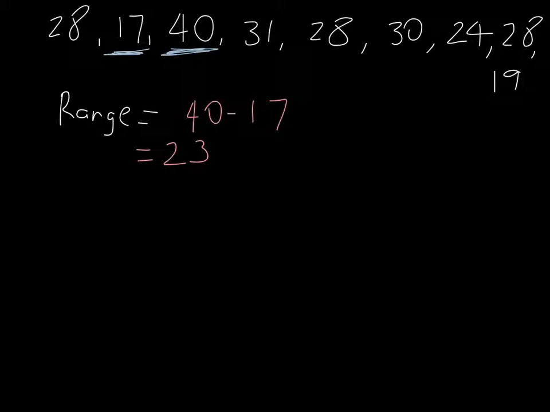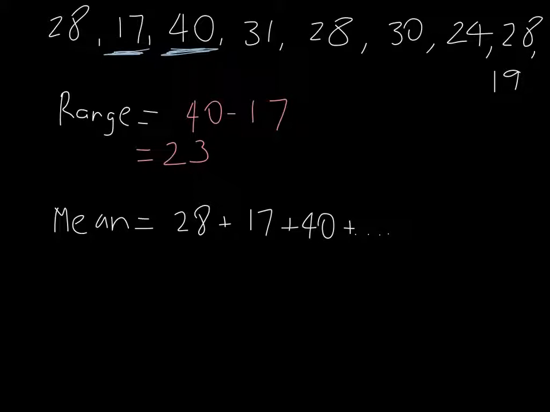What about our mean? Well, our mean, we need to add them all up. So we're going to go 28 plus 17 plus 40 plus everything in the middle and 19. Now I've just put dots in there. Remember, that's all the scores in between. Okay, and that'll tell us how many points they've scored in the season.